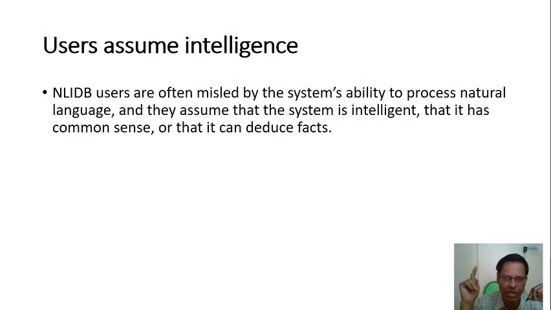Users assume intelligence. Many times we think we are giving the right input, but we are not getting the result. According to our mindset we may be right, but according to the system environment, it is not able to understand what is required. With NLIDB, natural language interface databases, users are often misled by the system's ability to process natural language, and they assume that the system is intelligent, that it has common sense, and that it can deduce the facts.